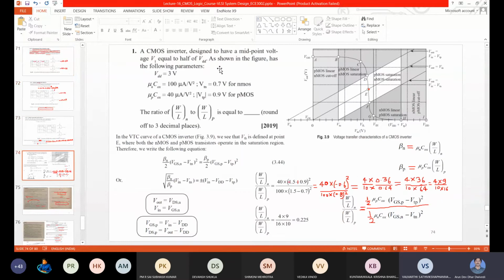Like here, this is the problem. A CMOS inverter is designed. This is the VTC plot of the CMOS inverter. It is designed to have a midpoint voltage, or we can say switching threshold voltage. From here you drop the perpendicular, and here you get some VM, the switching threshold.